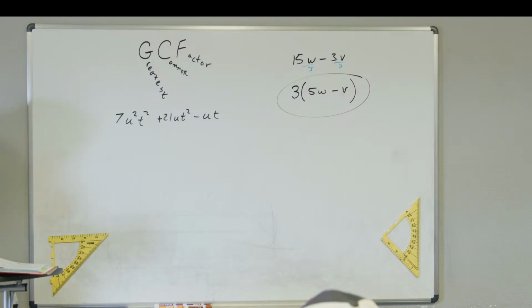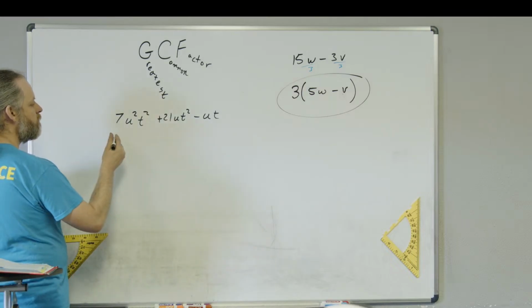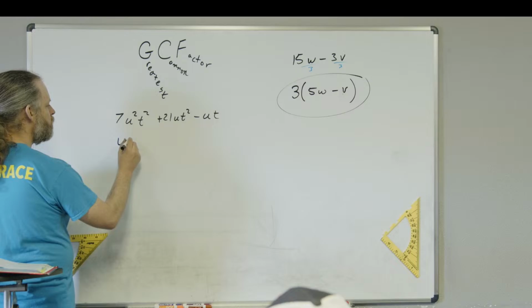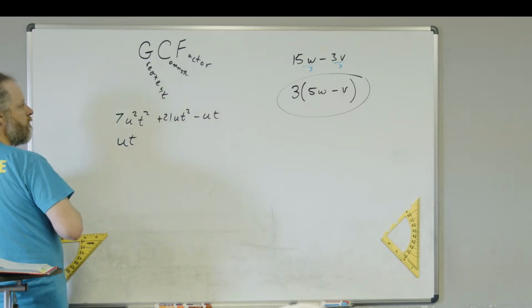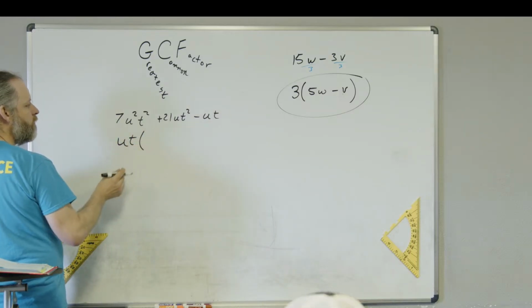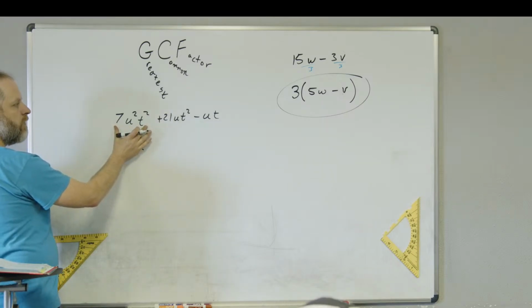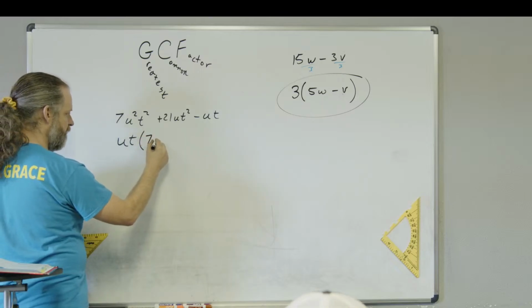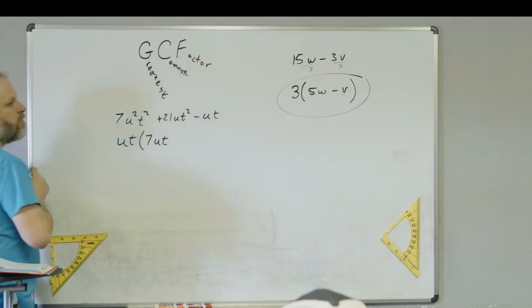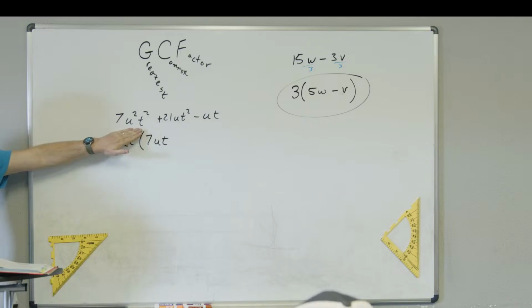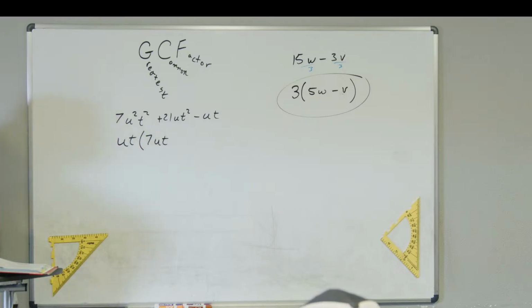So now, what letters are in common? All of them have at least one U and at least one T, right? So that's what we're pulling out. When we pull a UT out of this one, what is left? 7UT. Because there's 2 U's and there's 2 T's, right? So we pull 1 out, 1 left of each.